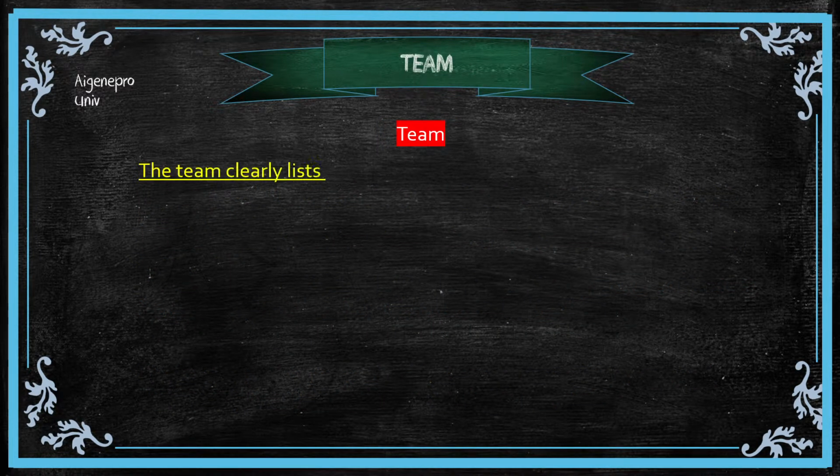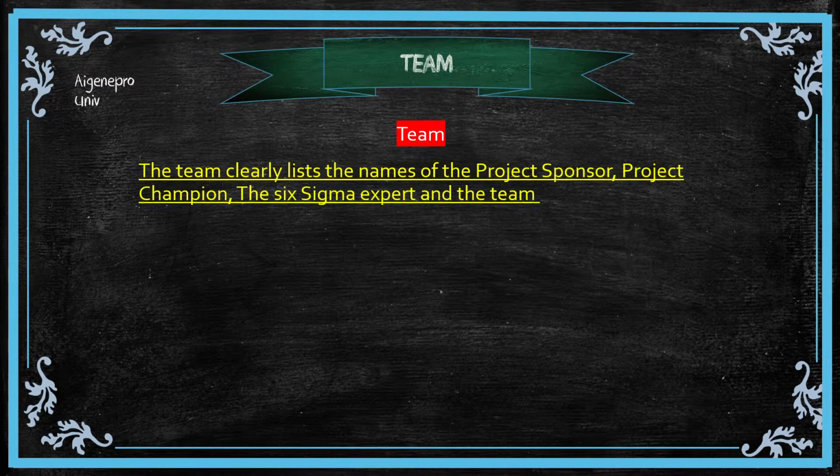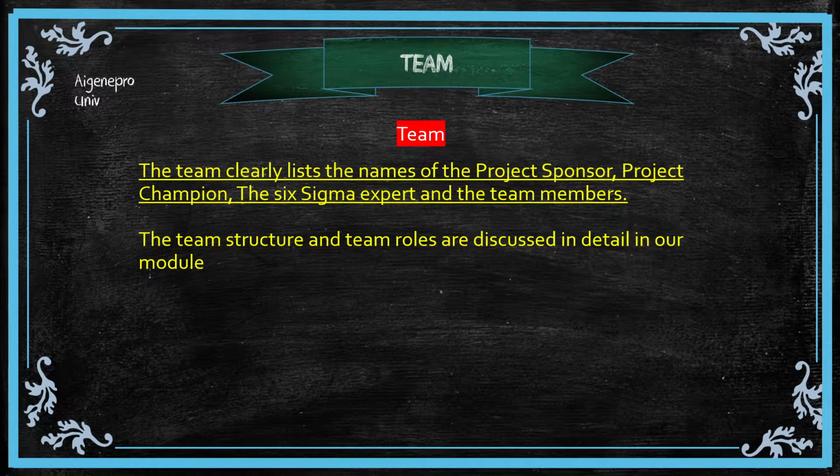The team clearly lists the names of the project sponsor, project champion, the Six Sigma expert and the team members. The team structure and team roles are discussed in detail in our module Six Sigma roles.